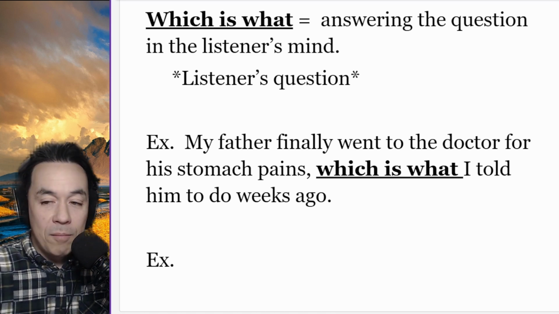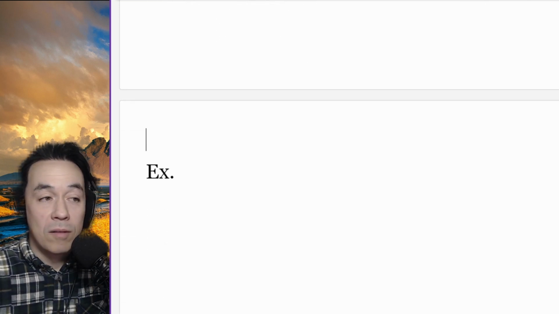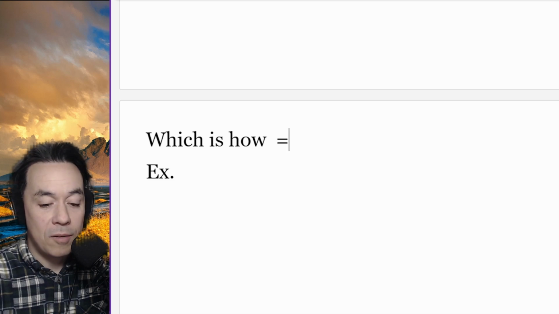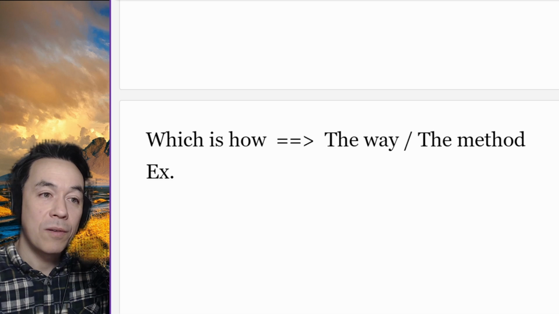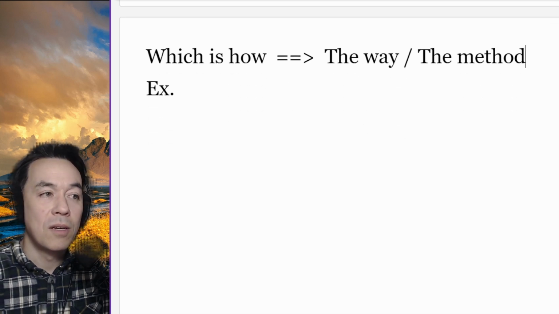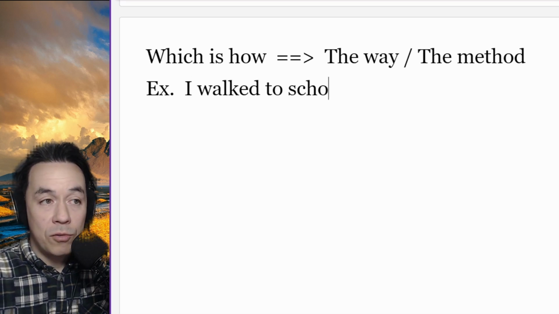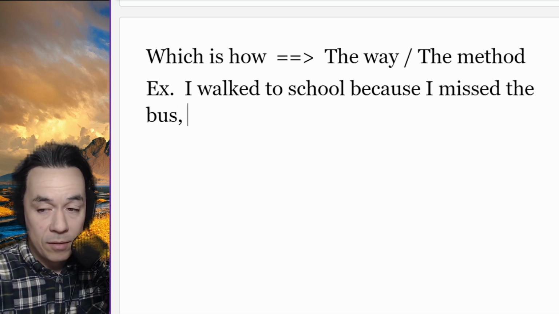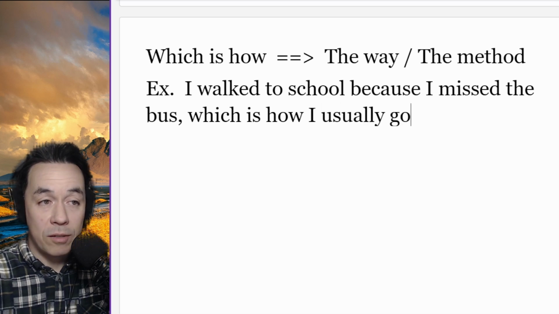Last one. Oh, there's one more. There's this one. Which is how. And remember, how means the way or the method. Okay, so it's a big review of so many topics. Let's say: I walked to school because I missed the bus, which is how I usually go.